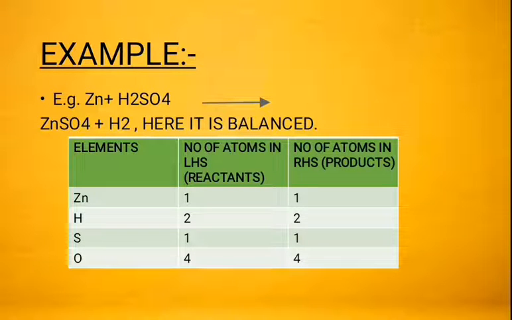Here is an example of a balanced chemical equation. Zn plus H2SO4 gives ZnSO4 plus H2. You can see that the number of atoms of the elements on the left-hand side, that is the reactants, is equal to the number of atoms of the elements on the right-hand side, that is the products. Hence, the given chemical equation is said to be balanced.